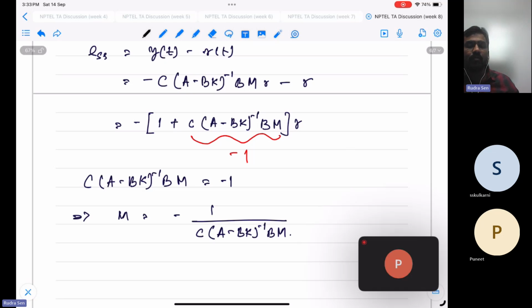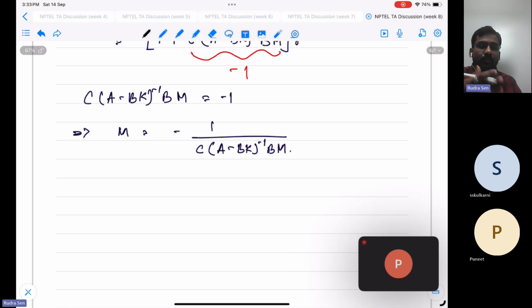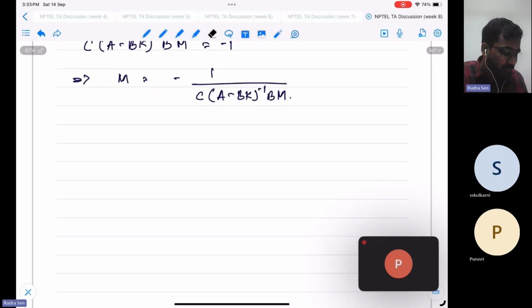Now, this is okay for a SISO system, a single input single output system. But if your system is not SISO, if it is a MIMO system, multi input multi output, in that case you can't do this. Obviously, in that case B should be, let's say, a 2 cross 2 matrix or 2 cross 3 matrix, because your input is not a single one, it's multiple inputs. So in that case, it is not possible for a multi input case.